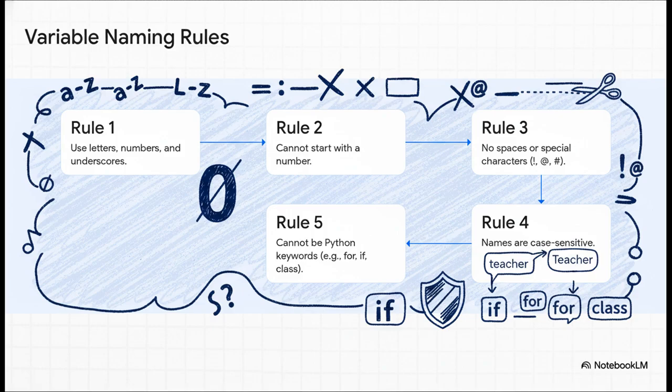Second, and this is the answer to our first puzzle, your variable name can't start with a number. Third, no spaces or special characters like exclamation marks or hashtags. Fourth, names are case sensitive, so teacher with a lowercase t is a totally different variable from teacher with a capital T. And finally, you can't use Python's own special words. It's keywords like if, for, or class.